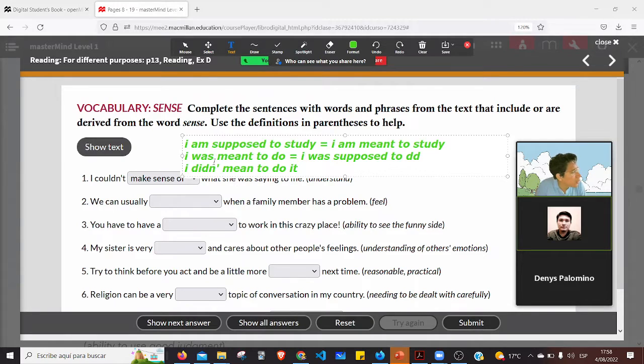It's correct to say it was supposed or it was meant to do. It was supposed, se suponía que. It was meant, supposed, significa se suponía que. Claro, sí, está muy bien. It is okay. And I didn't mean to do it. Es como que no lo quise hacer, ¿no?